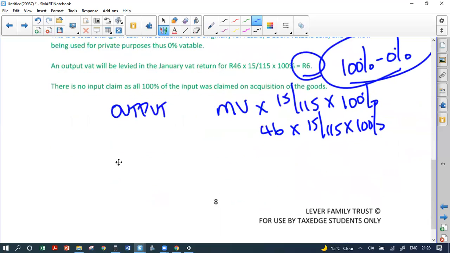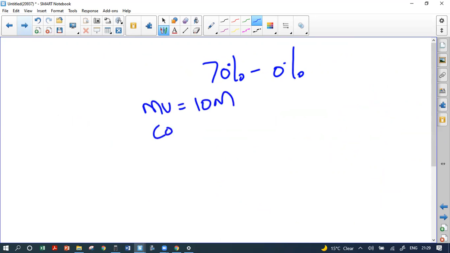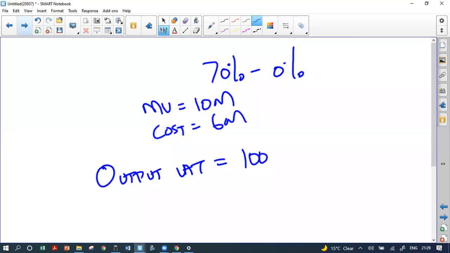Now, please just remember, if I've got something that's gone from 70% to 0%, what are we going to do? Let's imagine the market value is equal to 10 million and cost was equal to 6 million. What are you going to do? Output VAT. Now, remember what I said to you when we did apportionment. Output VAT is done on 100% times 10 million times 15 over 115.